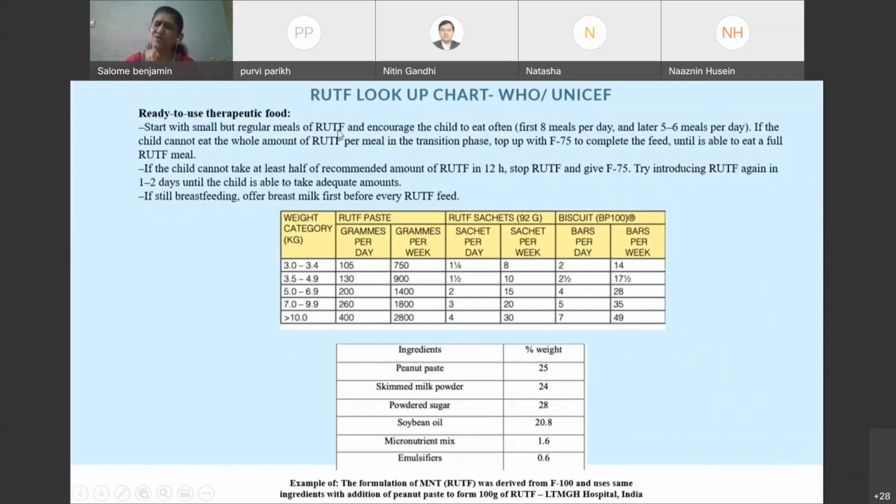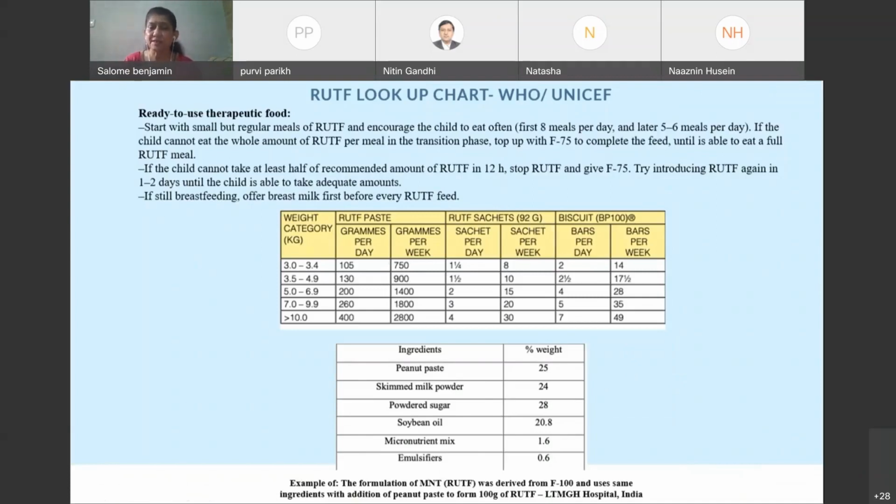Even sometimes we use it in an NG tube, but otherwise it is like to lick it. Okay. So you can use it. This is the peanut paste, skim milk powder, powdered sugar, soybean oil, and micronutrient mix is added. A sachet in there, and emulsifier is added. This is how it is prepared, and 92 gram is the weight of the sachet or weight of the paste.